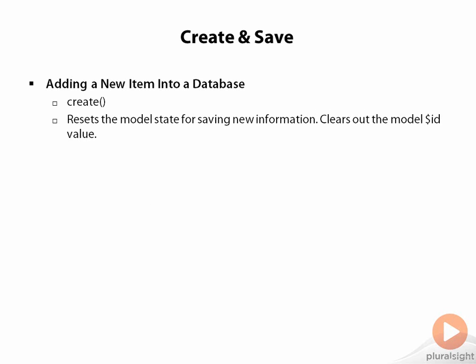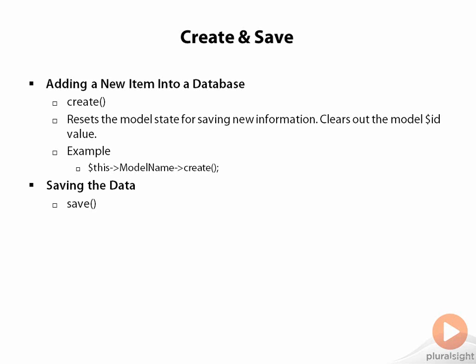When the form is submitted, we need to be able to save the data. When we add new data to the database, we start out by calling the create method. This resets the model state for saving new information. It clears out the model ID value. For example, we would type this and then our model name and then the method create.